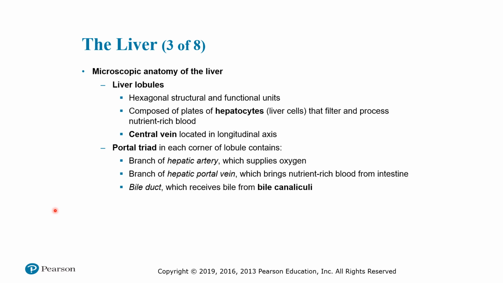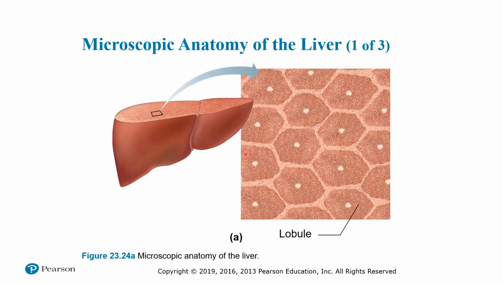Now, microscopically, the liver is made up of hexagonal lobules, and it is composed of plates of hepatocytes which surround a central vein. And then there is a portal triad in each corner of the lobule. That portal triad contains a branch of the hepatic artery, the hepatic portal vein, and a bile duct which receives bile from the bile canaliculi. Let's see. These are hepatic lobules and they are separated by connective tissue. This light area in the middle is the central vein.